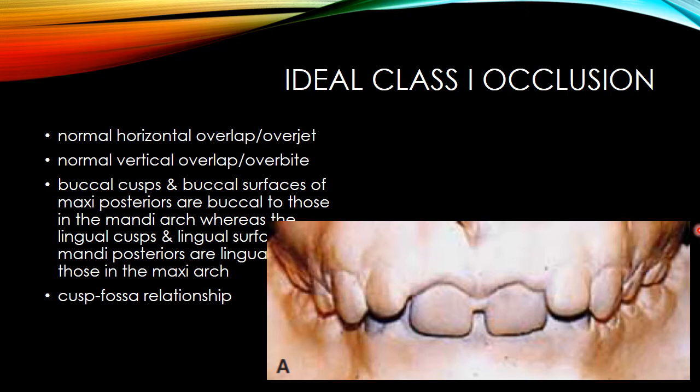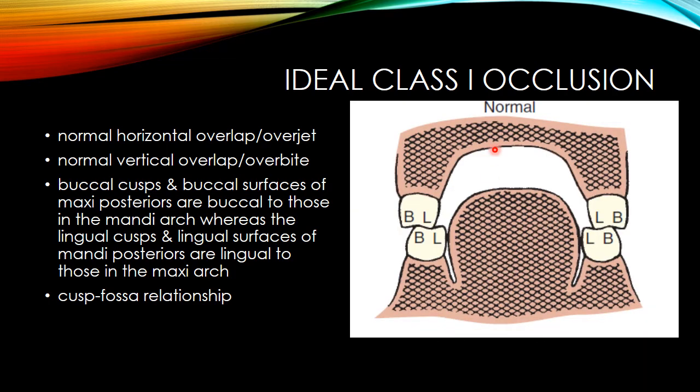This is a case of a patient with a deep bite. You can see here that the maxillary centrals cover the entire mandibular centrals. In an ideal class 1 occlusion, the buccal cusps and the buccal surfaces of the maxillary posteriors are buccal to those in the mandibular arch, whereas the lingual cusps and the lingual surfaces of the mandibular posteriors are found lingual to those in the maxillary arch.